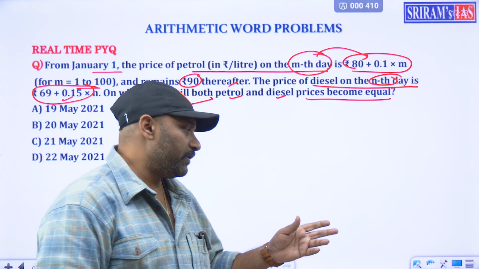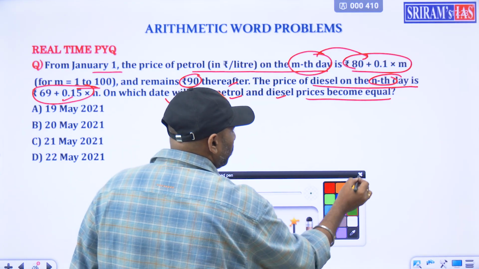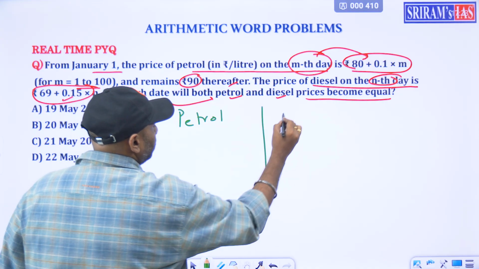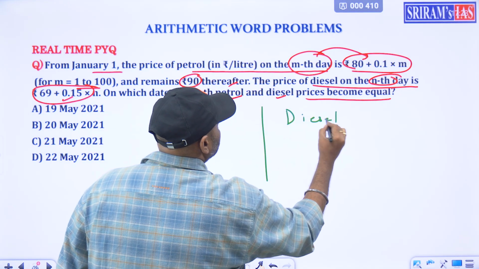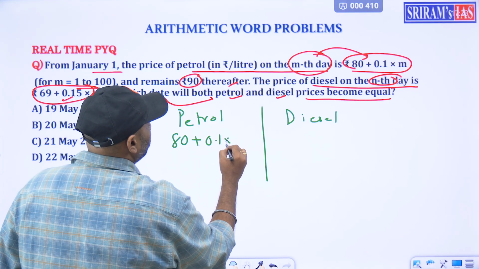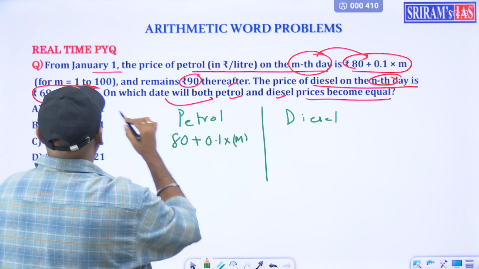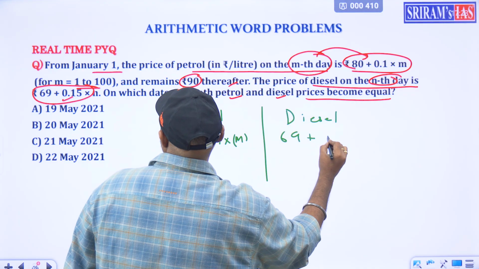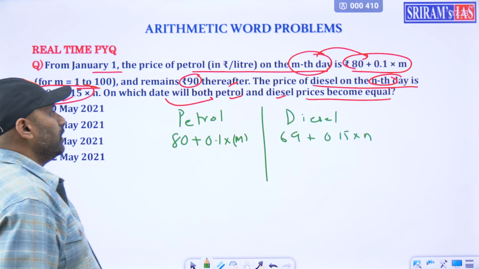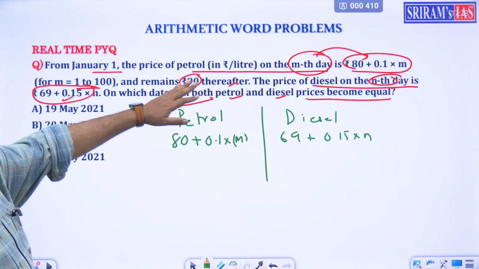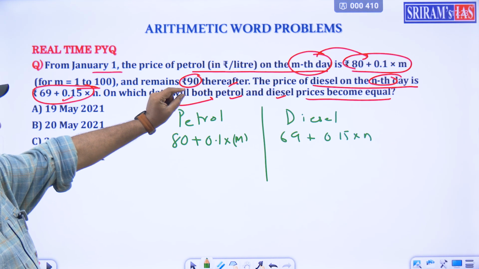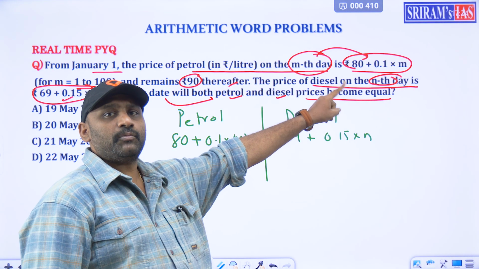So diesel and petrol, two different equations are being given. Let's write down clearly: petrol, diesel. For petrol, the equation is 80 plus 0.1 into m. This is the equation. For diesel, it is 69 plus 0.15 into n. This is the basic thing. Now he's saying the price of petrol on the mth day is 80 plus 0.1 m. So for m equal to 1, at the first day it is 80 plus 0.1.